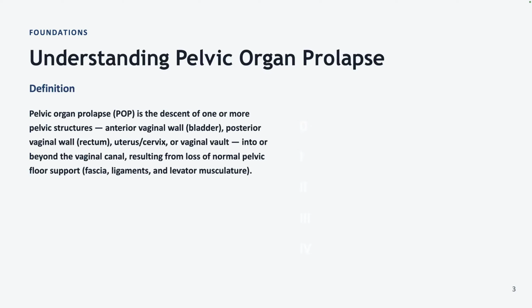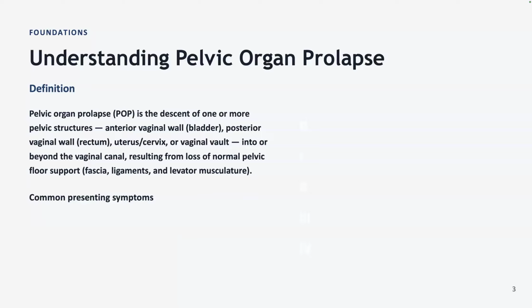Definition: pelvic organ prolapse is a descent of one or more pelvic structures, especially the anterior vaginal wall, that is bladder, posterior vaginal wall, that's rectum, uterus, cervix, or vaginal vault, into or beyond the vaginal canal, resulting from the loss of normal pelvic floor support. Those are fascia, ligaments, and levator musculature.